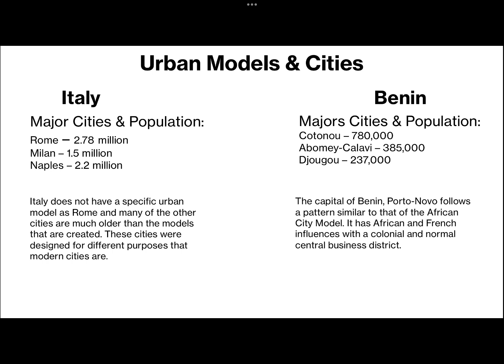Now for Benin, some of their major cities include Cotonou, which has a population around 800,000, which is the largest in Benin. This city could be considered a primate city, as it is much larger than the other largest cities in the country. Now the capital of Benin, Porto Novo, follows a pattern similar to that of an African city model. It has African and French influences, with a colonial and normal central business district, which is a key factor of the African city model.